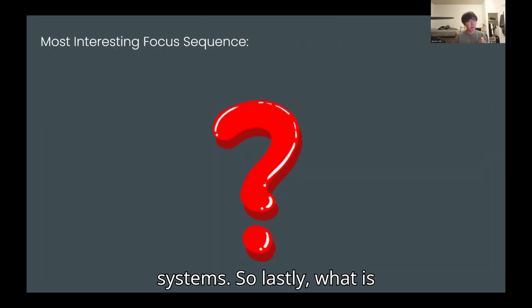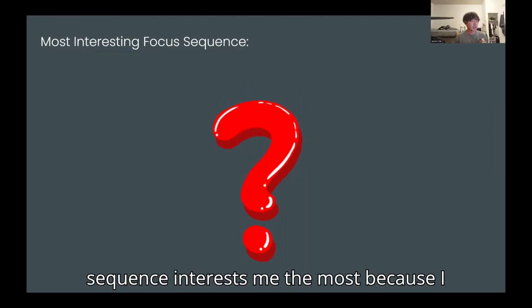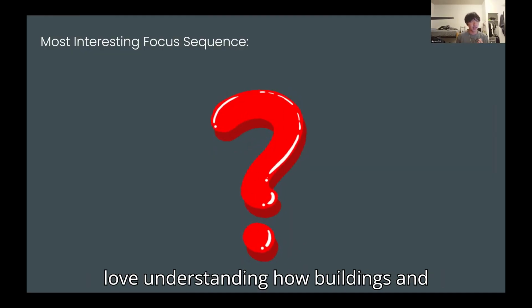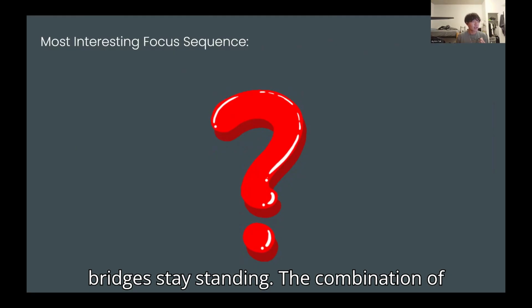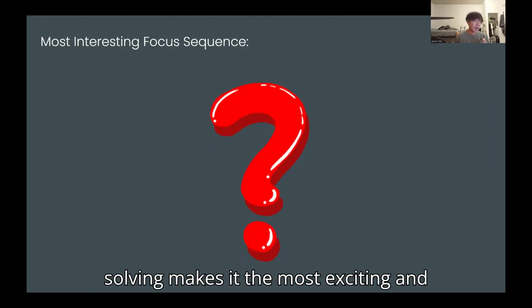So lastly, what is my most interesting focus sequence? Well, to me, the civil structures focus sequence interests me the most because I love understanding how buildings and bridges stay standing. The combination of materials, loads, and real-world problem solving makes it the most exciting and impactful field to me.